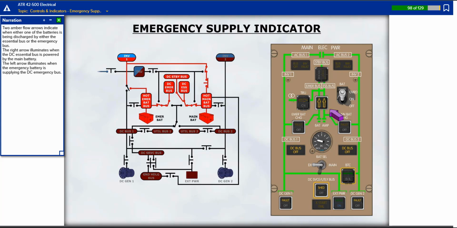Two amber flow arrows indicate when either one of the batteries is being discharged by either the essential bus or the emergency bus. The right arrow illuminates when the DC essential bus is powered by the main battery. The left arrow illuminates when the emergency battery is supplying the DC emergency bus.